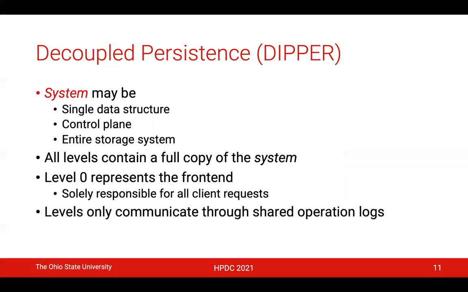The word system I used here can be either a single data structure, or the control plane of a storage system, or the entire storage system itself. And like I mentioned, all levels contain a full copy of the system. Importantly, level 0 represents the front end and is solely responsible for all client requests. By placing level 0 in DRAM, we can get very good performance. And levels only communicate through shared operation logs, and we'll see how this works later.